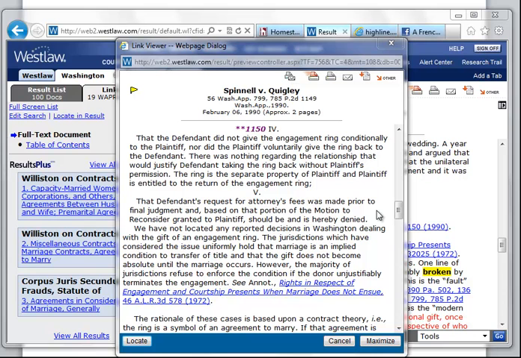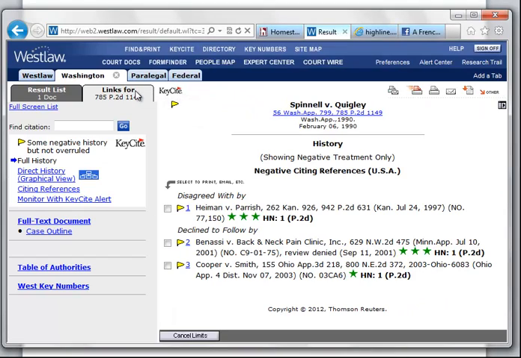Now we need to see if it's good law, if there's anything more recent, or if the cases that cite it are saying negative things about it. So let's take a look. I'm going to click on the yellow flag, and it's going to tell me that there's some negative history, but it's not overruled. Now let's take a look at this. What can we figure out?